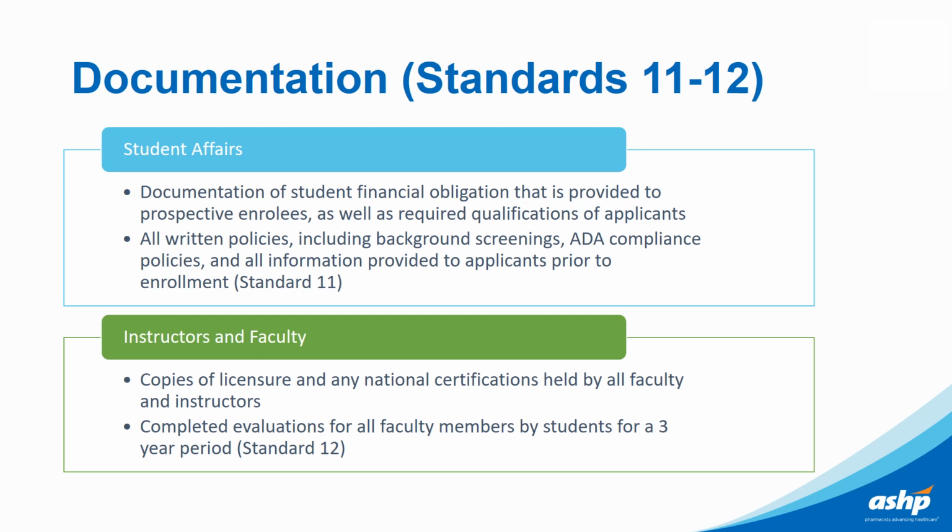Standard 11 covers all required documentation related to student recruitment, acceptance, enrollment, and representation. Among these items are documentation of all information provided to students prior to enrollment, such as financial obligations. All policies and procedures should be submitted for review during the survey as well, to include policies about screening applicants and ADA policies.